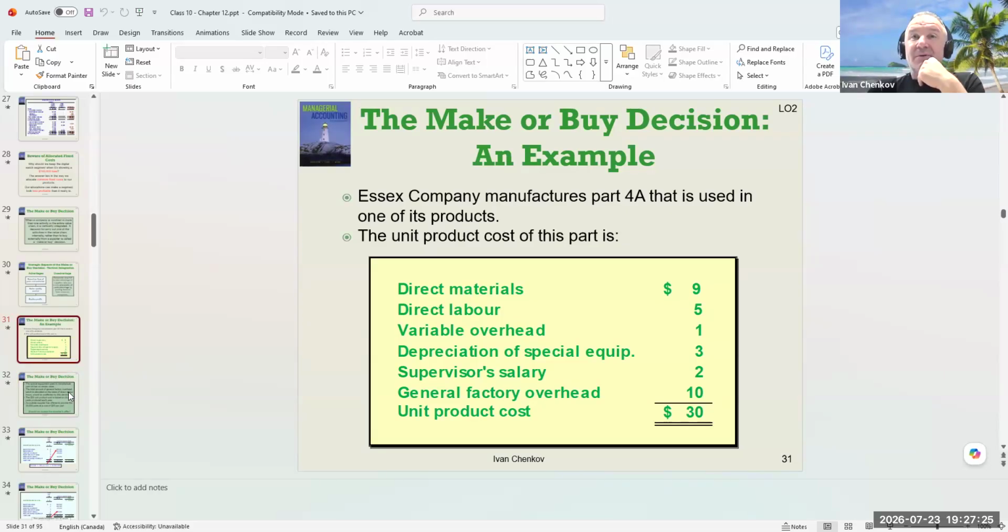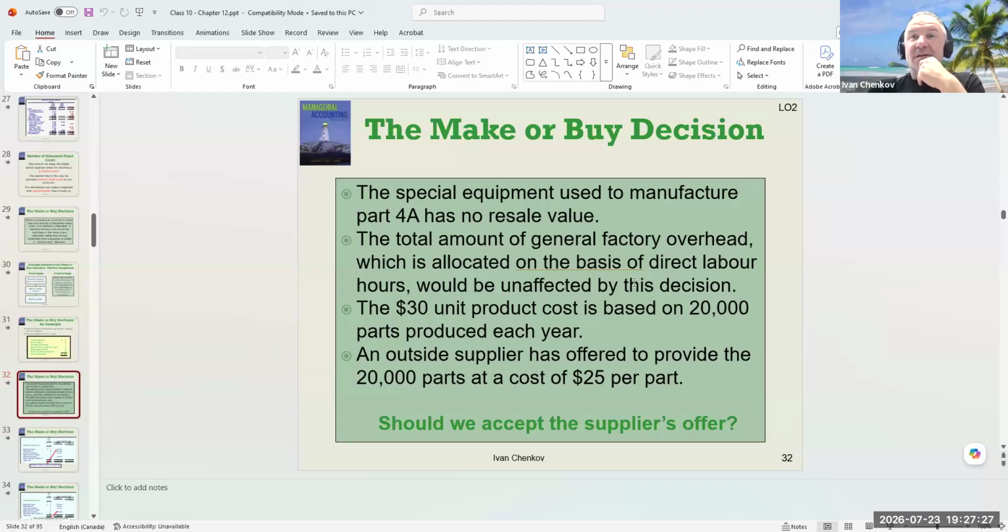Now, when we see this $30, it is based on the production of 20,000 parts. Now we have to replace those 20,000 parts, so we have to make a decision. I currently am making those 20,000 parts. Looks like it costs me $30. Totally wrong. It costs me more like $17.